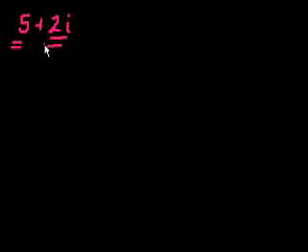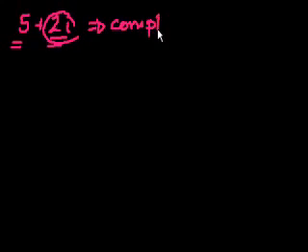You can almost imagine them, and I don't want to use the word imagine too much, as in different dimensions. And so a number that has a real part, like the 5, and an imaginary part, like the 2i, this is called a complex number.